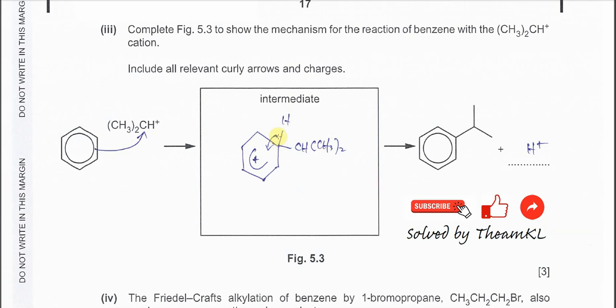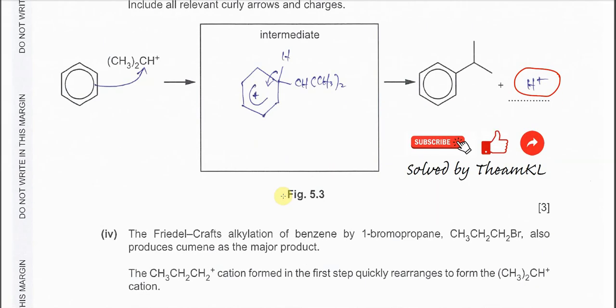Draw one arrow from the C-H bond pointing back to the ring. So eventually the hydrogen ion will be released, right? So here, and this hydrocarbon will be formed, right? So this is the mechanism, very easy.